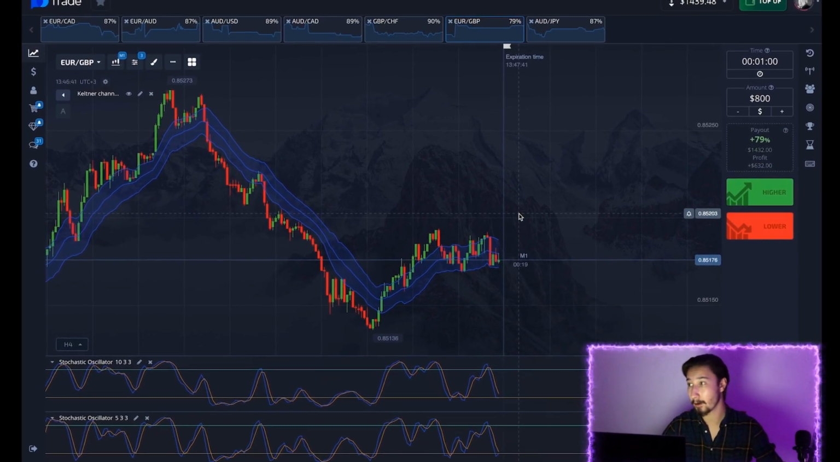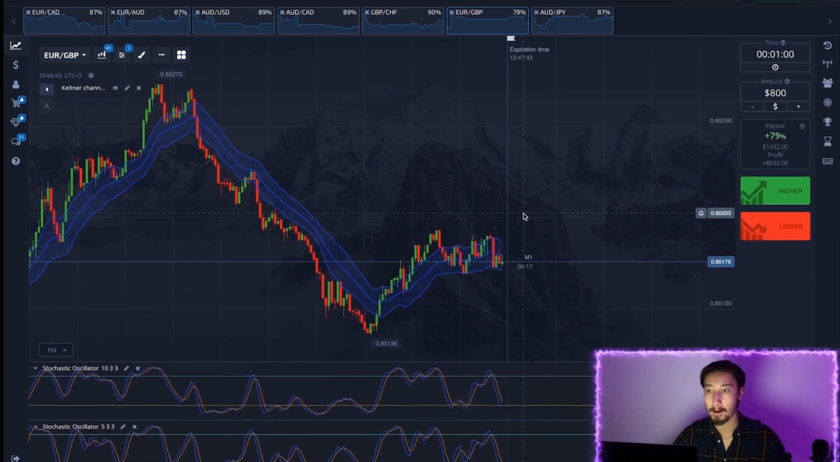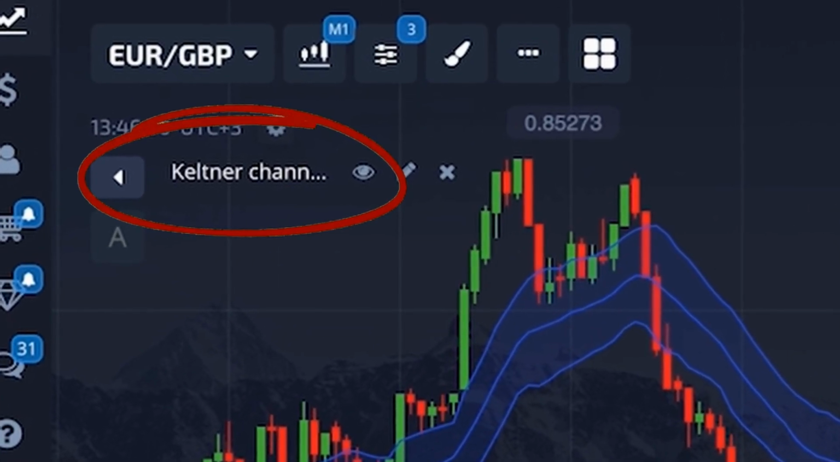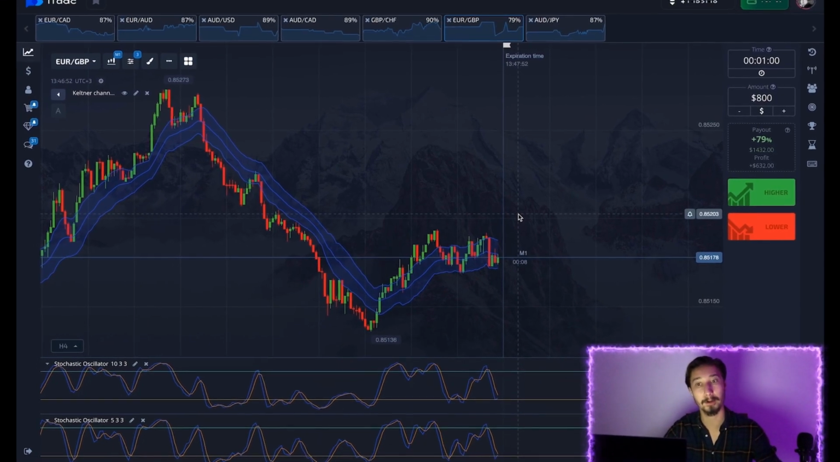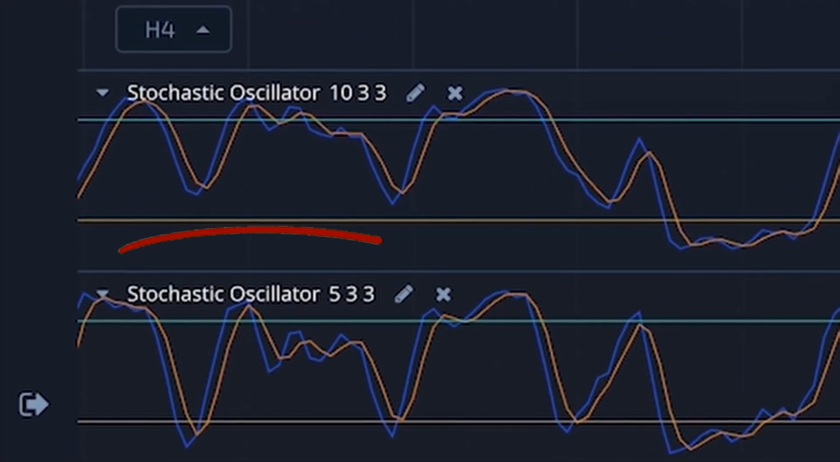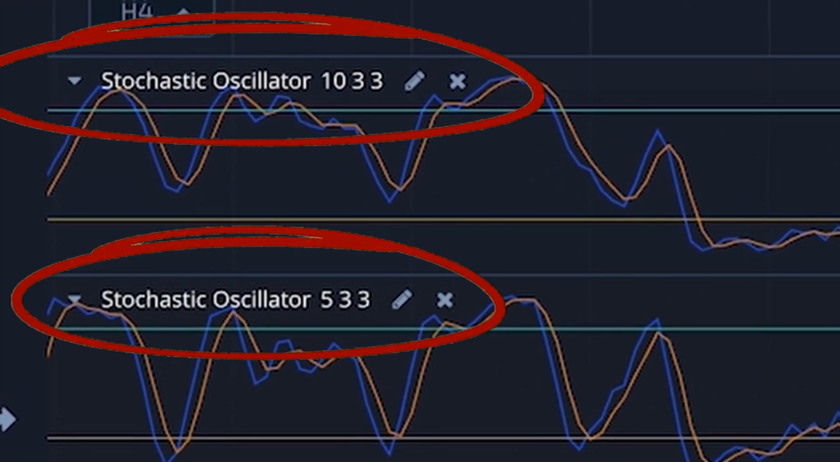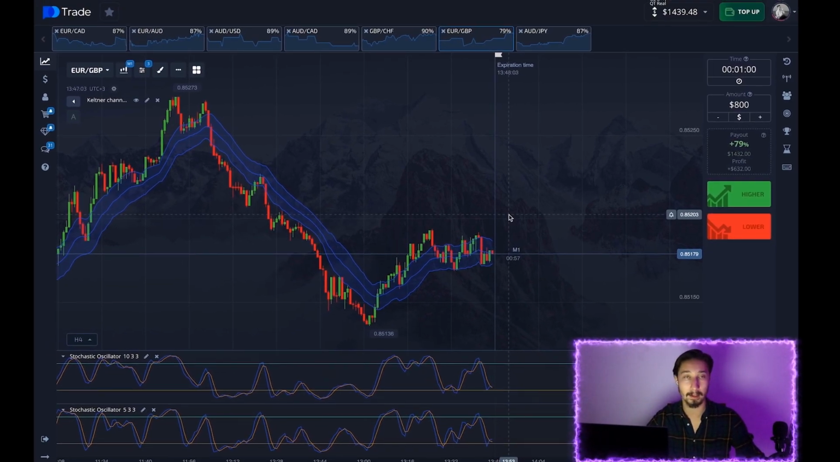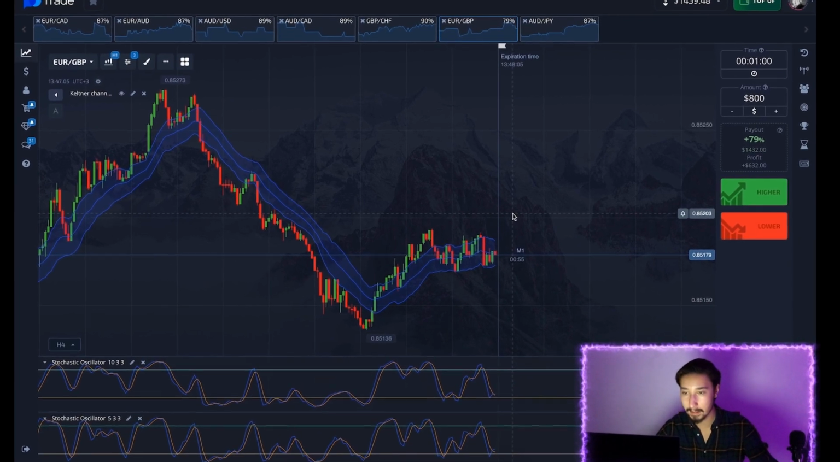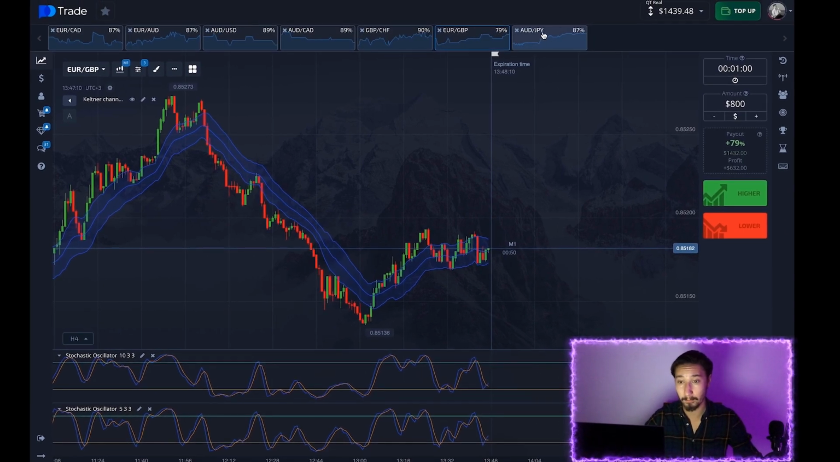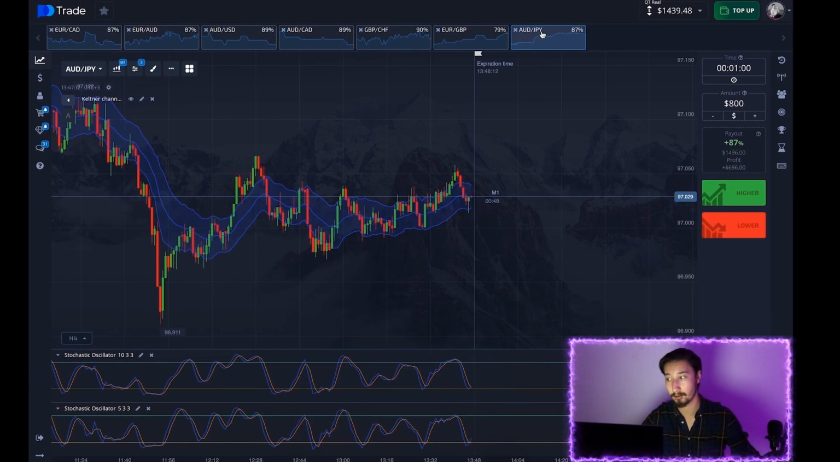Okay guys, so second strategy. Today for the second strategy we're analyzing the Keltner channel, and two oscillators are paired with it. Two stochastics, one with a period of 5, the second one with a period of 10. On both oscillators there is an oversold area and an overbought area at 20 and 80. Let's start with a trade of 800. Go ahead and pick our first currency pair for this strategy.